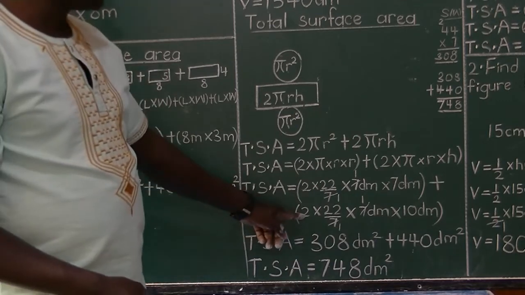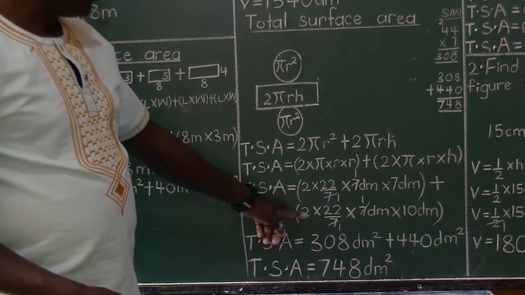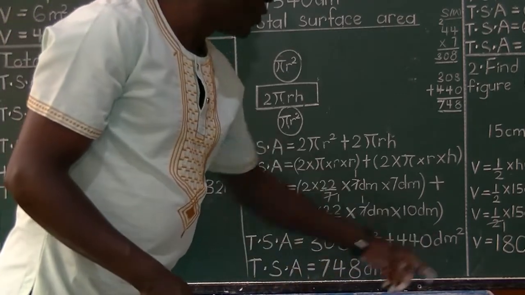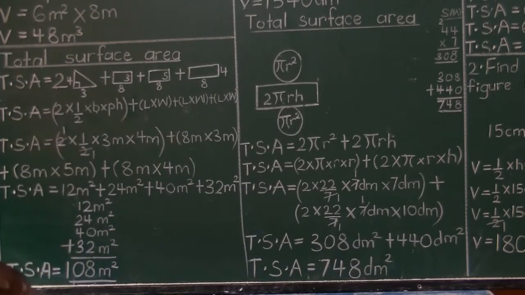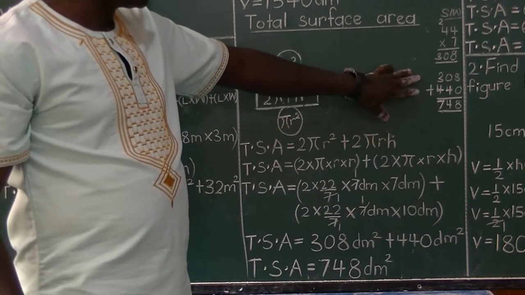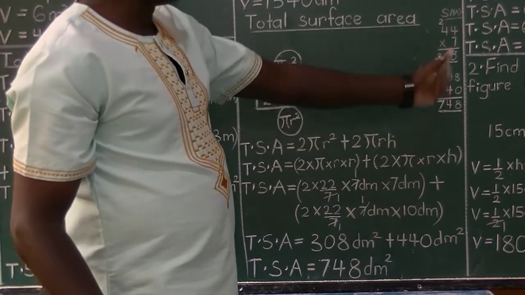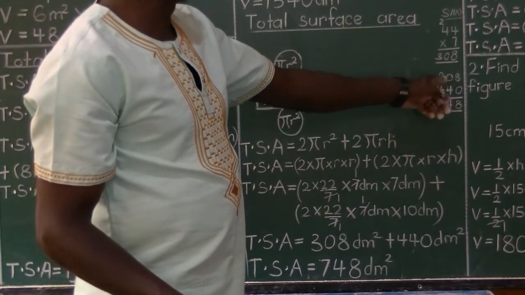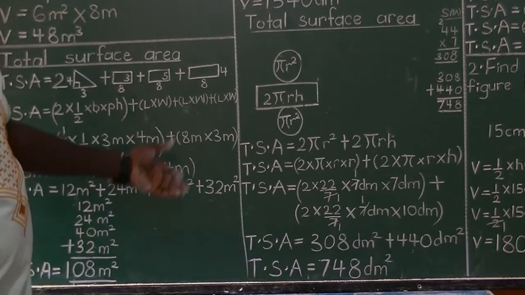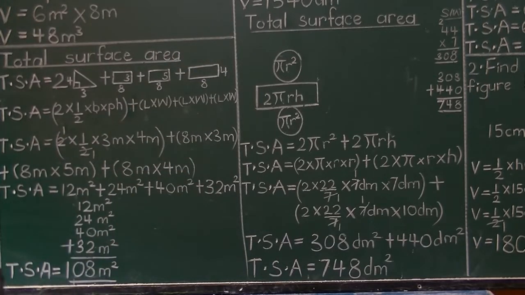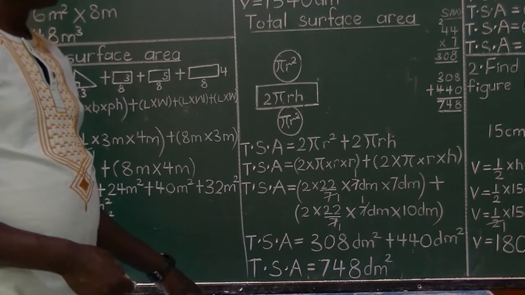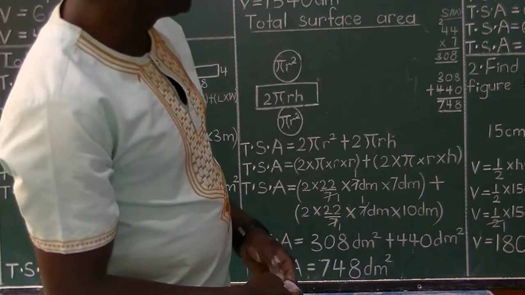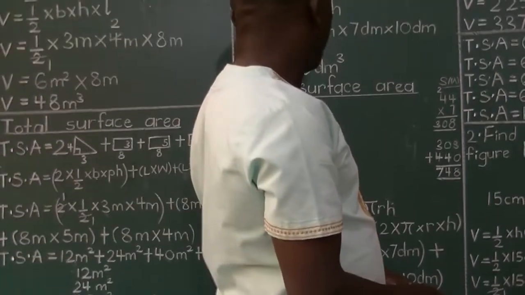So it's the one here, 308 decimeters squared. And then you go down here. 2 times 22, you get 44 times 10. You get 440 decimeters squared. You add those two, and to be secure, write them vertically for proper placement of the place values. So 8 plus 0 is 8, 0 plus 4 is 4, and 3 plus 4 is 7. So the surface area of this cylinder is 748. Please maintain the units, decimeters squared.